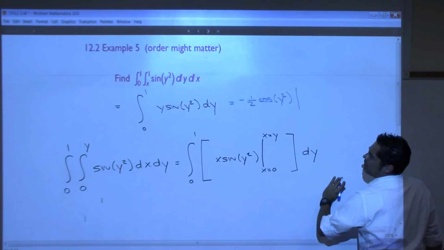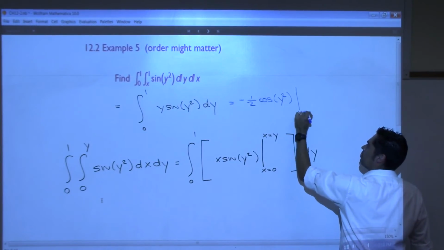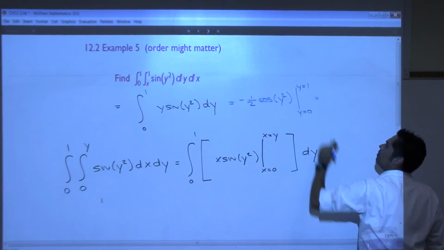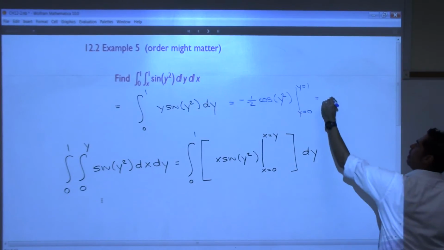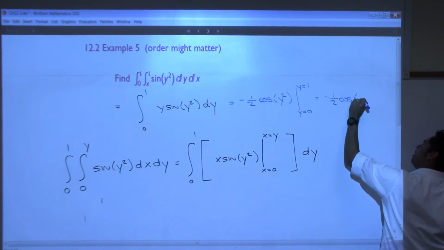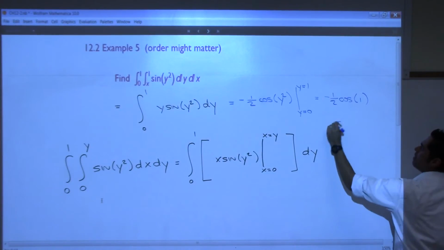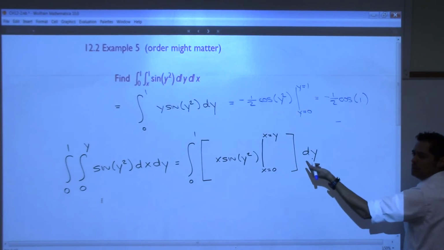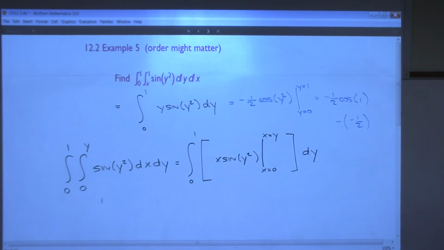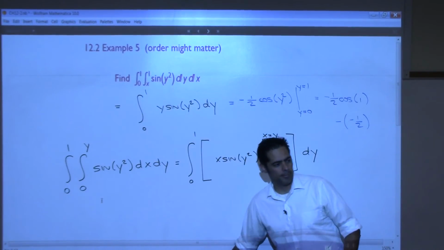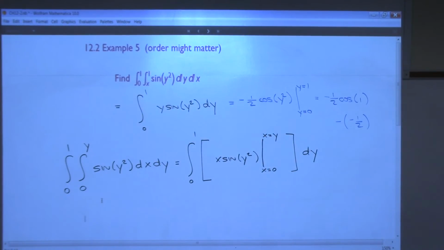All right, and then I'm evaluating what? y is 0 to 1. Plug in 1. You get cosine of 1, don't you? So negative 1/2 cosine of 1. And then minus cosine of 0 is 1. So minus negative 1/2. So you're going to get negative 1/2 cosine 1 plus 1/2, whatever that is. And just leave it, that's the exact answer. Outstanding.